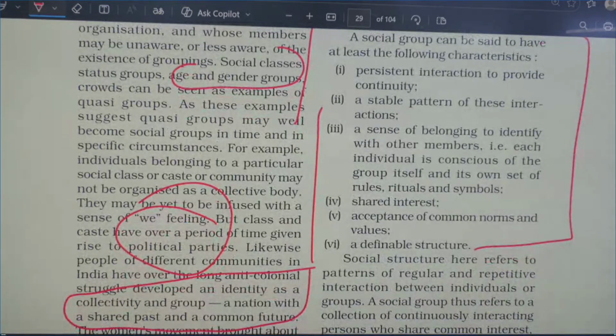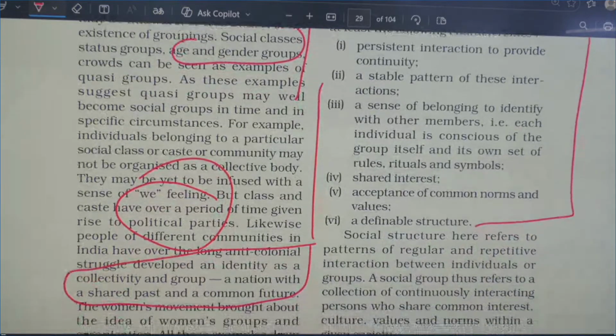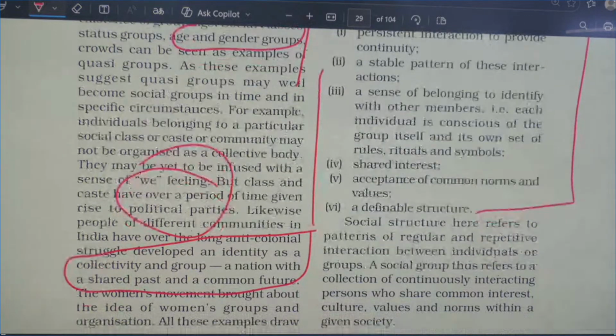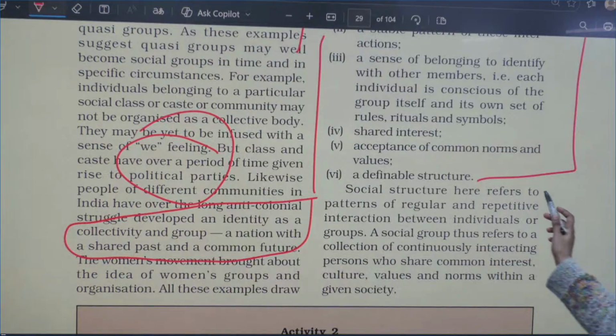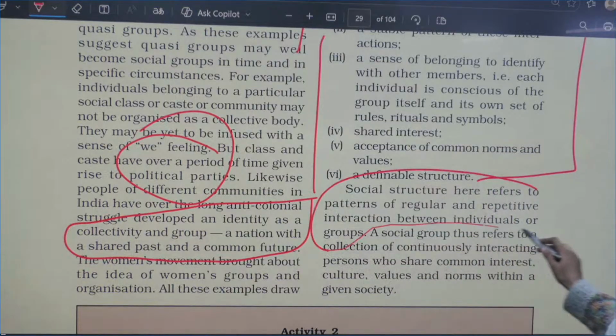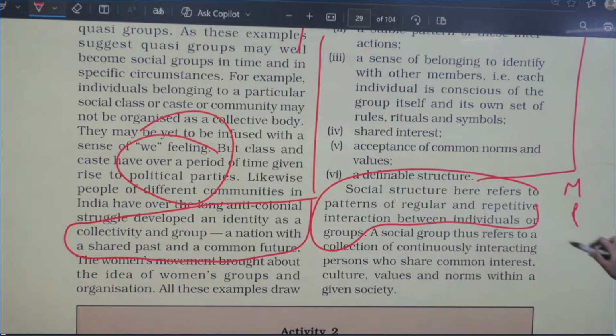Next, please write down about social structure. Quickly, it's very important. Social structure here refers to patterns of regular and repetitive interaction between individuals and groups. For example, marriage, religion, in all this social institution gives a structure. Society को एक shape देता है. So social structure gives shape to society.